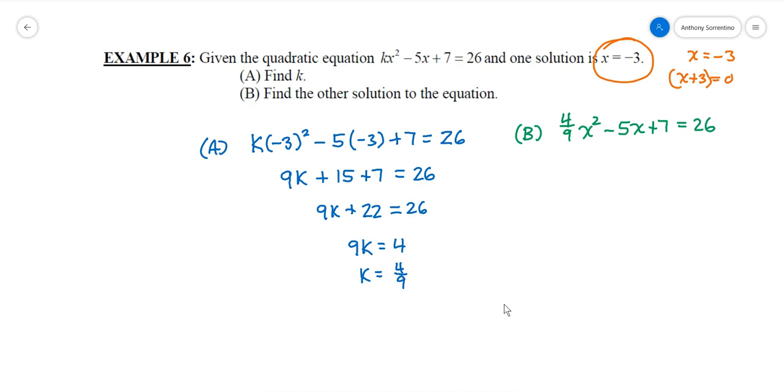And so that's the way I'm going to do this. I'm going to use factoring. So I do want to get this set equal to 0. So I'm going to do that. And if I take 7 minus 26, I'm going to get a minus 19.